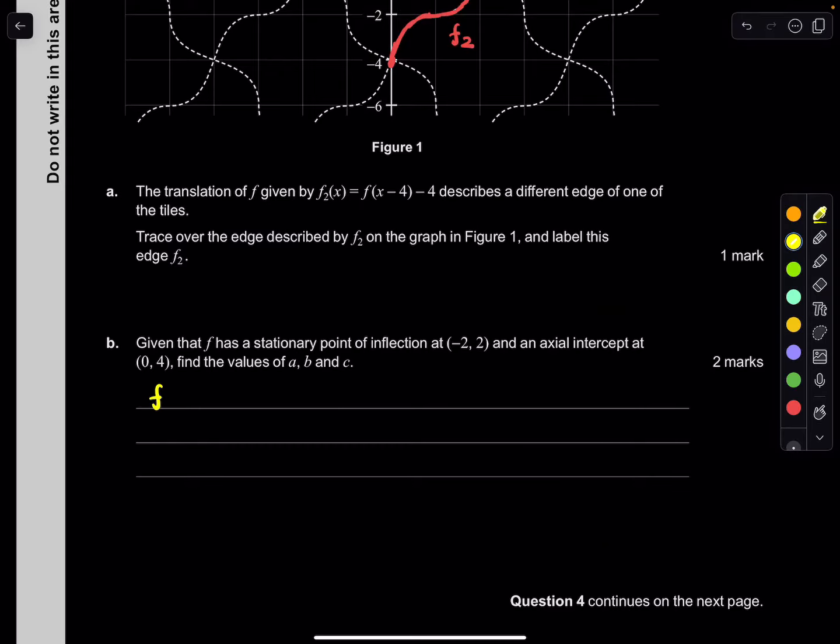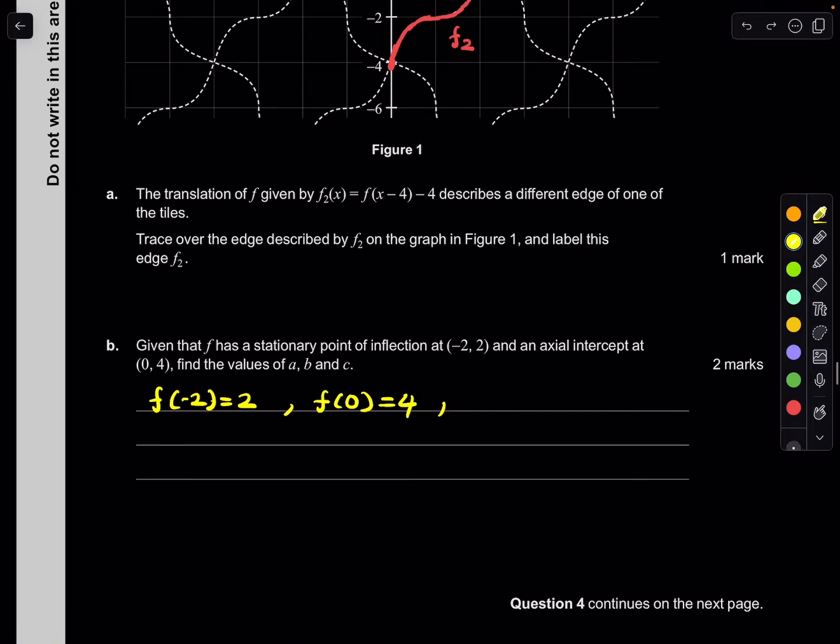We have f of -2 equals 2. F of 0 equals 4. And because this is a stationary point of inflection, when you derive it and sub -2, it should be equal to 0 because it's a point of inflection. So f dash of -2 should be 0 if it's a stationary point of inflection. So you've got 3 equations for 3 variables. This you can calculate using simultaneous linear equations.